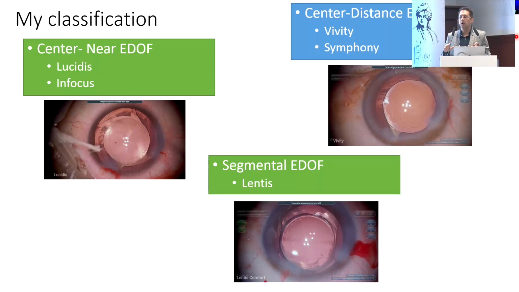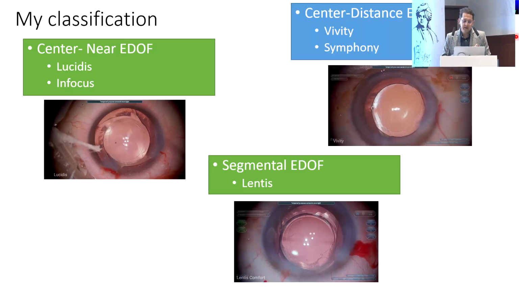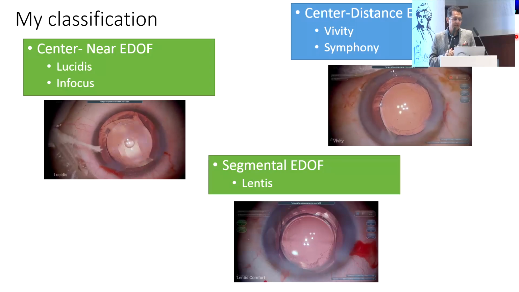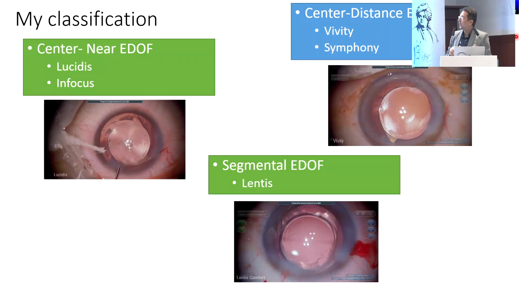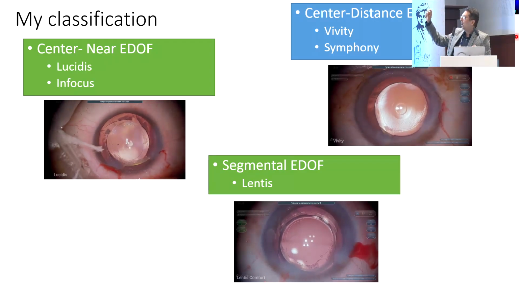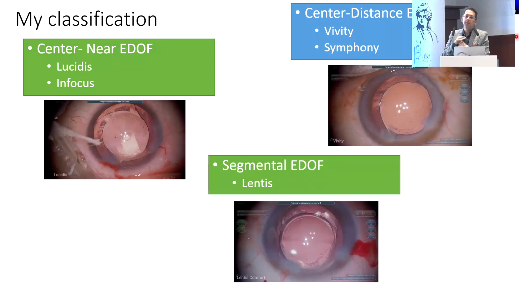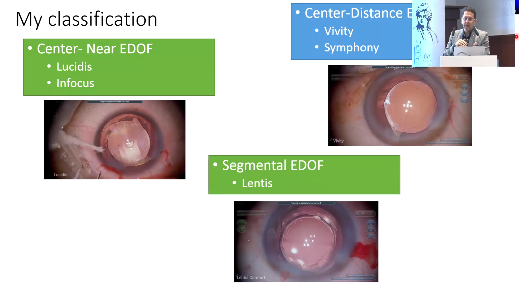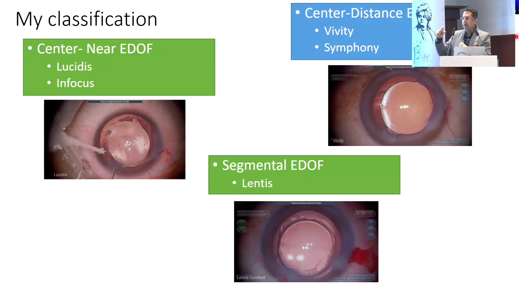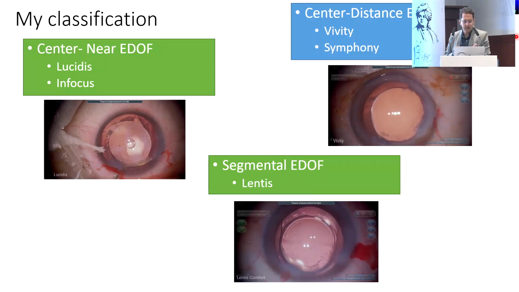Now all these categories might be a little confusing. So for my understanding, I divided all the EDOFs into three categories, and I will explain the clinical significance of each. The first category, I call center near EDOF. By center near EDOF, I mean that the central 1 millimeter zone is for near or intermediate vision. That means it is predominantly for near vision. Examples are Lucidis or InFocus and others.